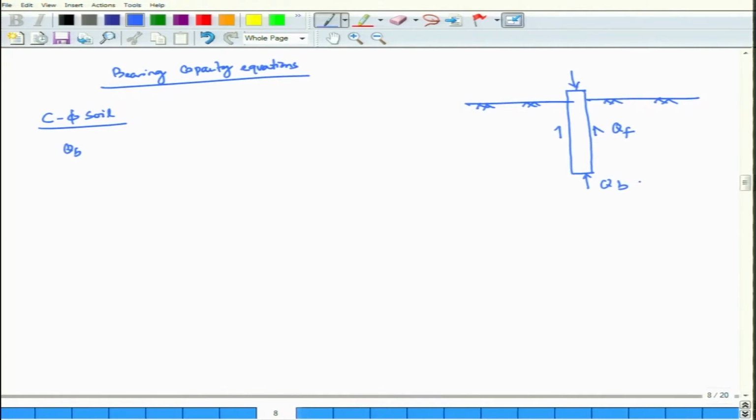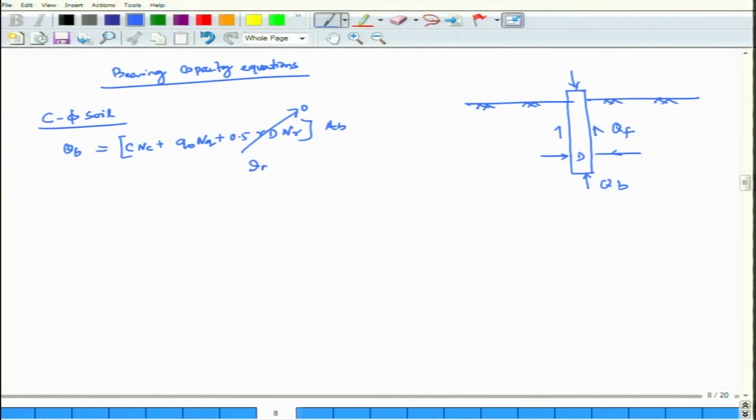QB, if I write Terzaghi's bearing capacity equation, will be cNc plus q0 Nq plus 0.5 gamma D N gamma. Capital D is your diameter of pile. Into, because this is a capital Q, the area of your base. This term is generally neglected for deep foundations.